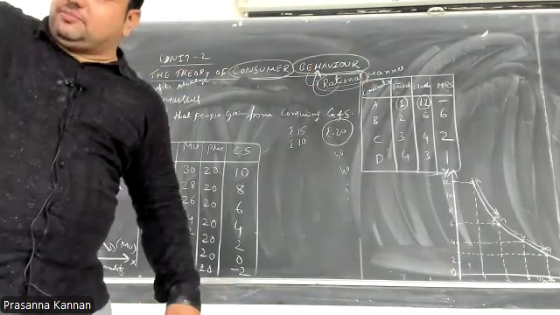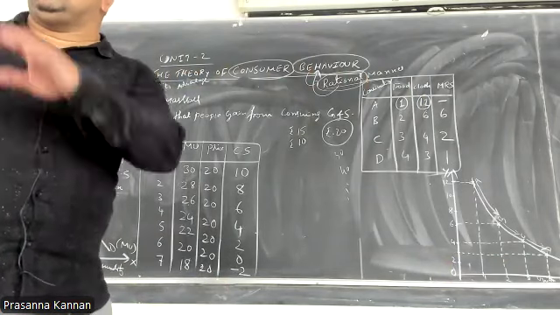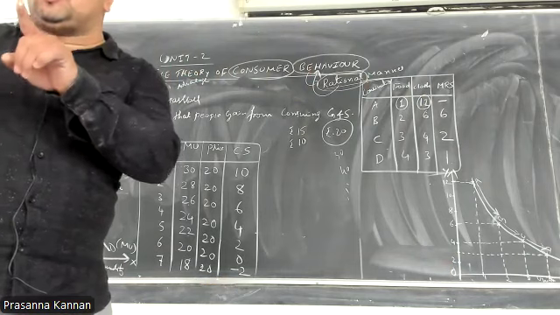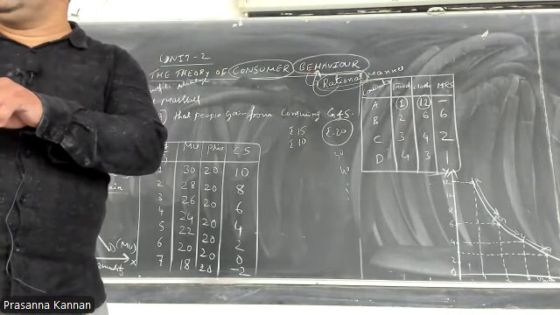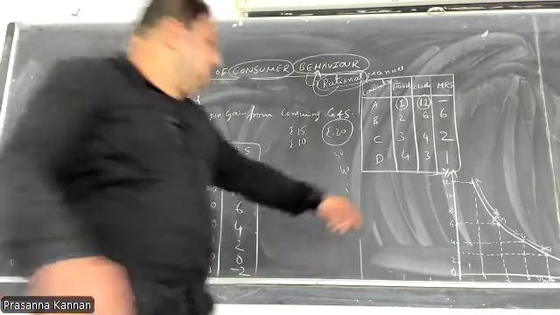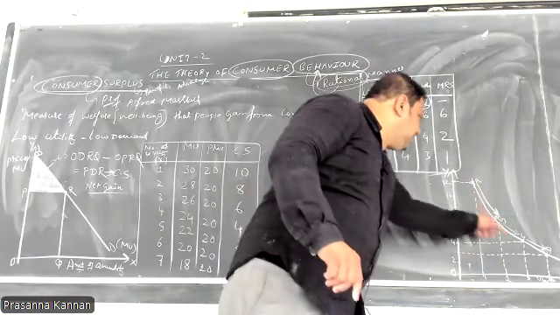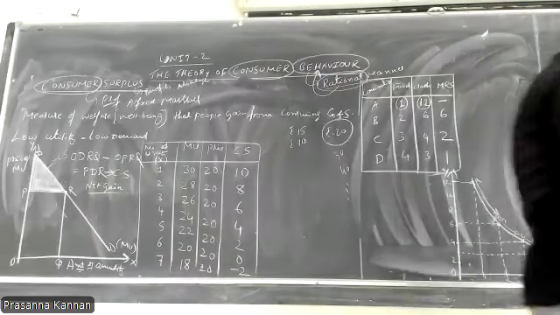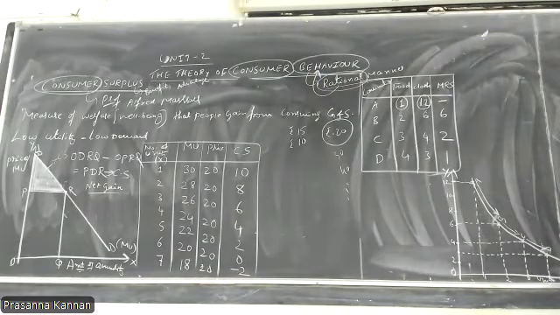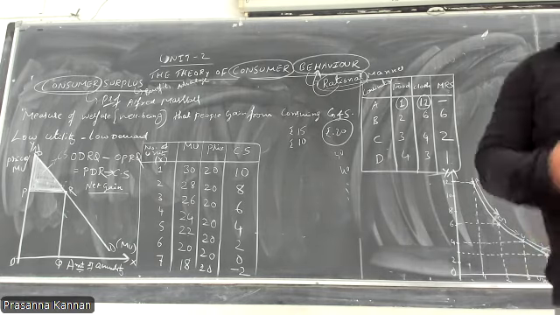Rather, you can draw the diagram directly also, but you will not know from which point to which point you are intersecting. If you draw the lines like this, then it will be easy to draw the curve. Okay, that's it. The indifference curve is this. Any doubts? No doubts. Excellent.